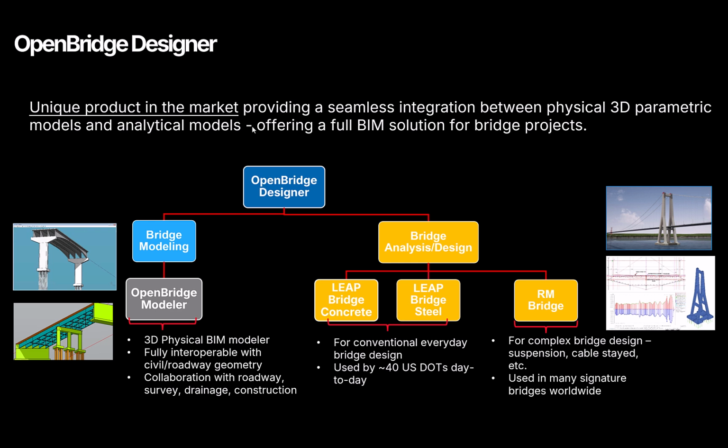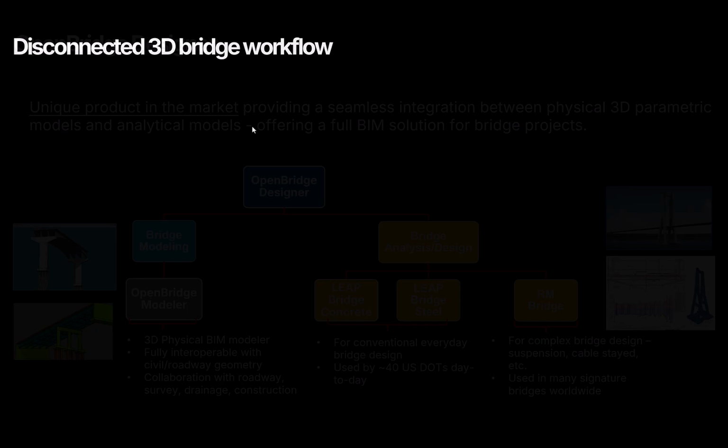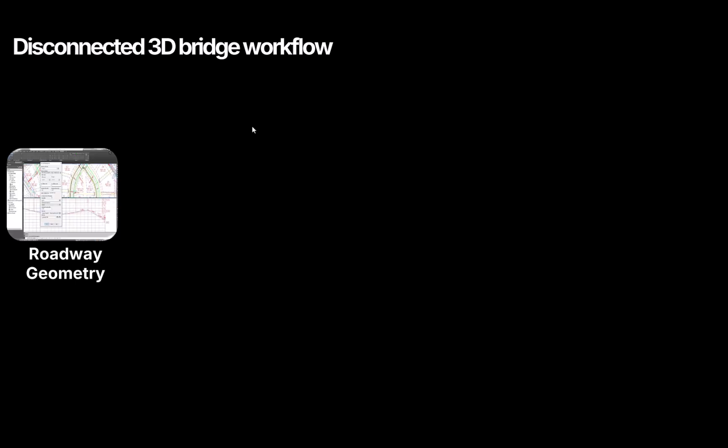Why that? Because we have to recognize that we have been using a disconnected 3D bridge workflow. Of course, we're trying to patch it up using software. But again, we use software to do roadway geometry, alignment, profile, and superelevation. But this software sometimes is not compatible with the bridge solution that we're trying to use. So we need to do a format exchange.